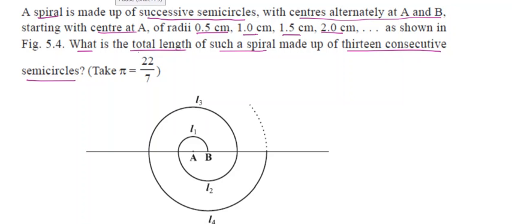Look at this sum based on the sum of arithmetic progression. A spiral is made up of successive semicircles. What do you mean by that? Now you have a semicircle here. Are you able to follow? There is a semicircle like this.